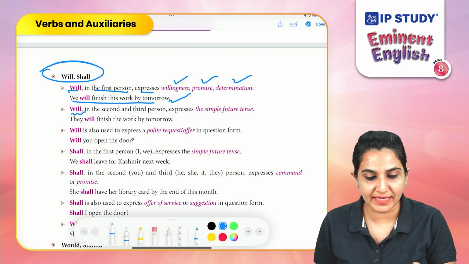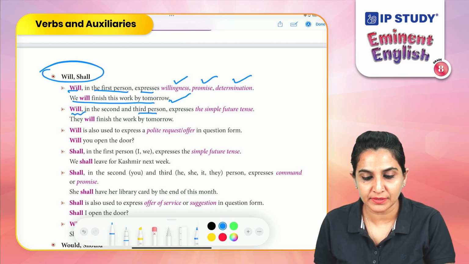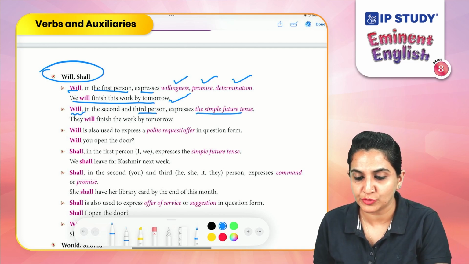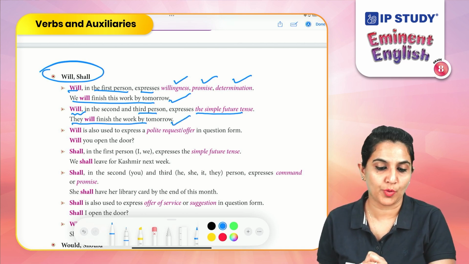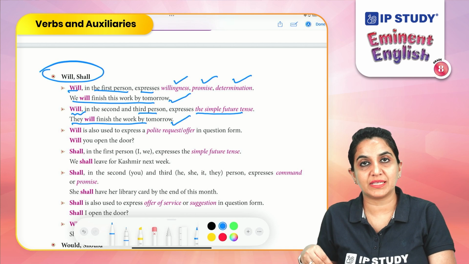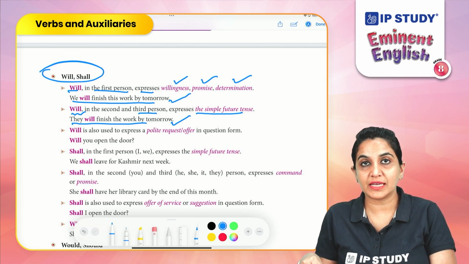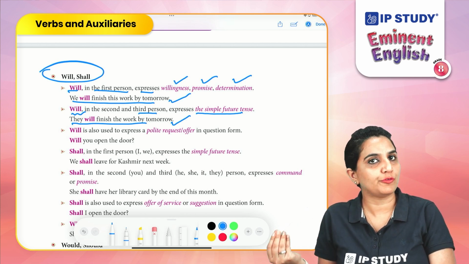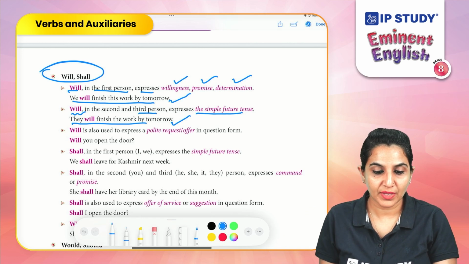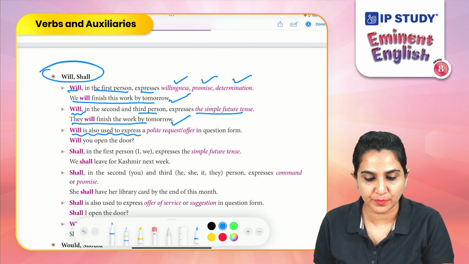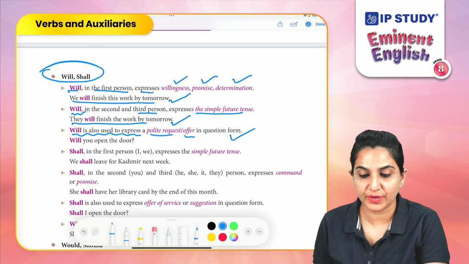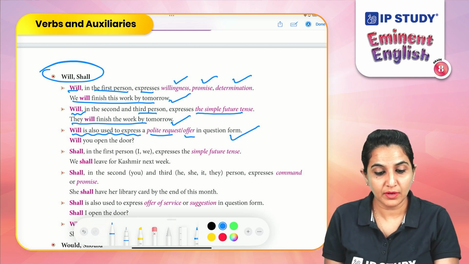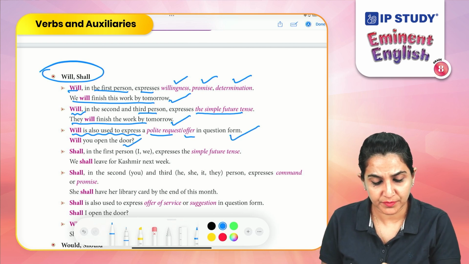Will in the second and third person expresses the simple future tense. They will finish the work by tomorrow. So when we use them with the second or the third person, it expresses the simple future tense as well. Will is also used to express polite request or offer in question form. For example, will you open the door?